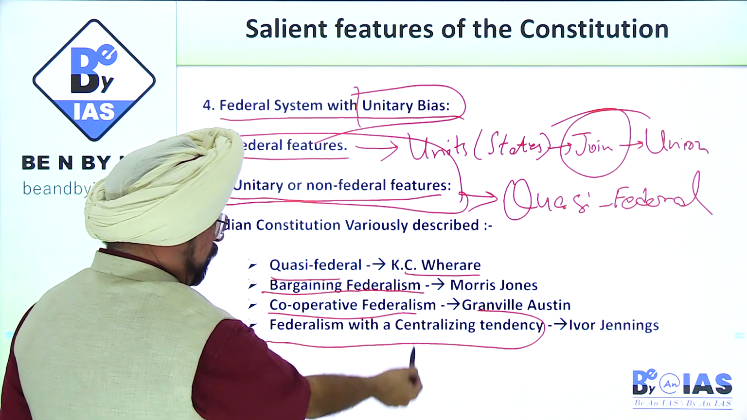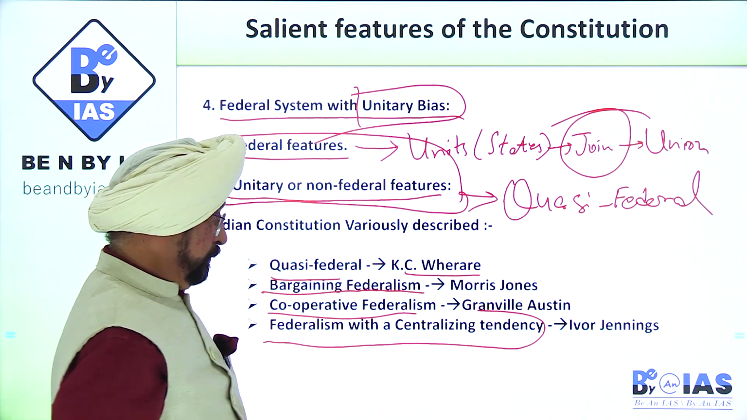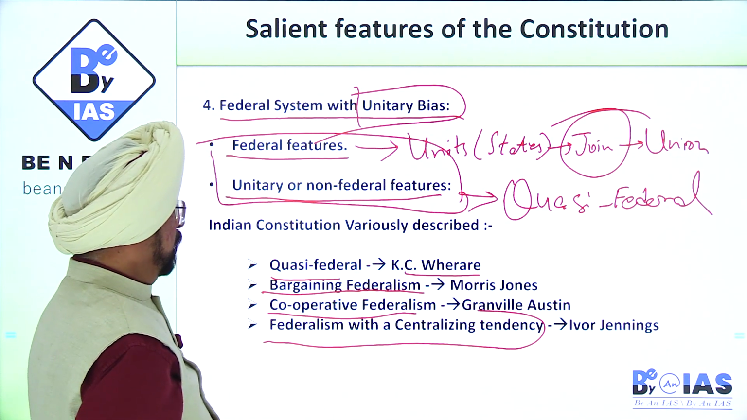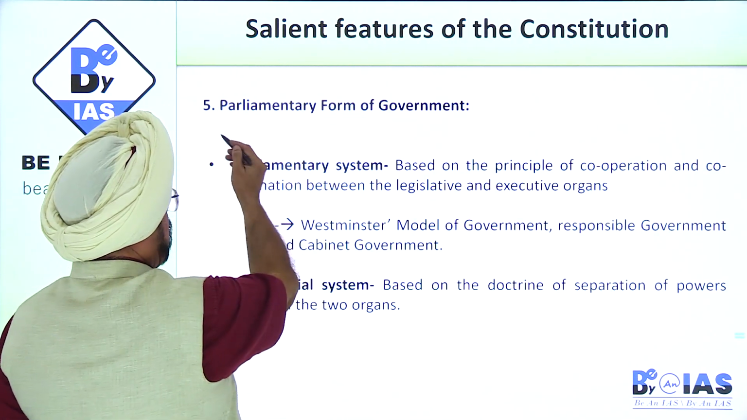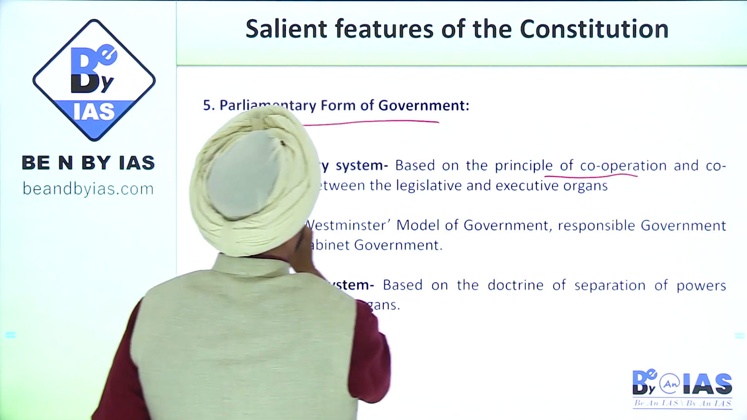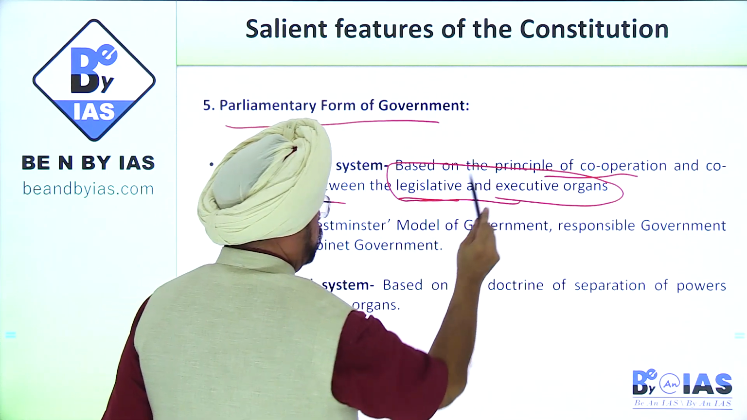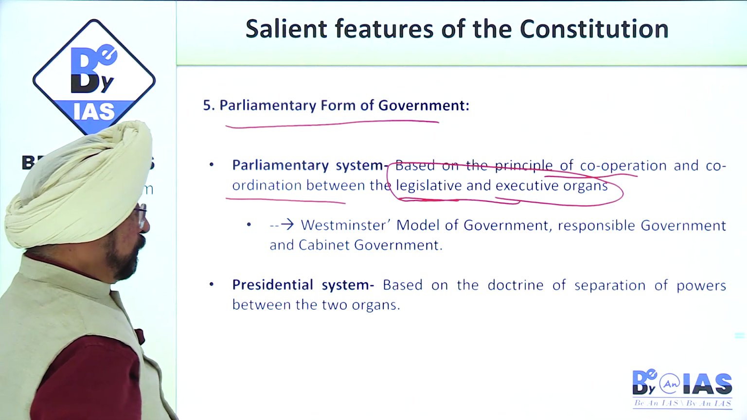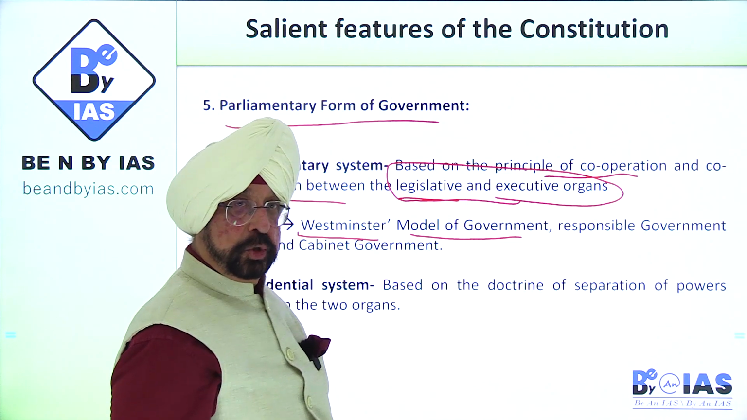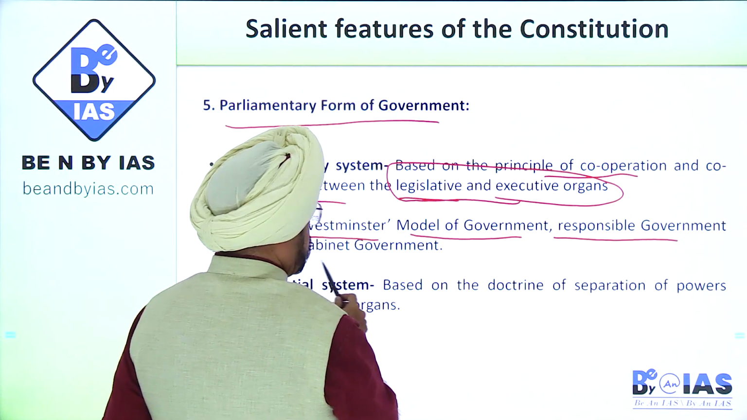Okay, so these are the four important observations by the jurists. We have to remember them because they can be asked in the examination. We have the parliamentary form of government based on the principle of cooperation and coordination between the legislative and executive organs. Now, what are these two organs? It's very important. We call it a Westminster model of government, which is from the UK. So, there is a responsible government and cabinet government.